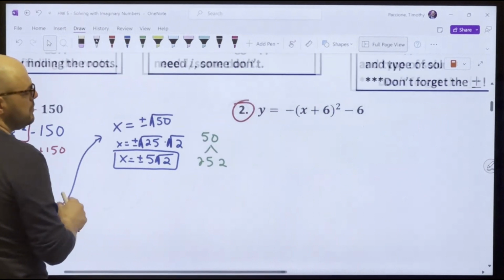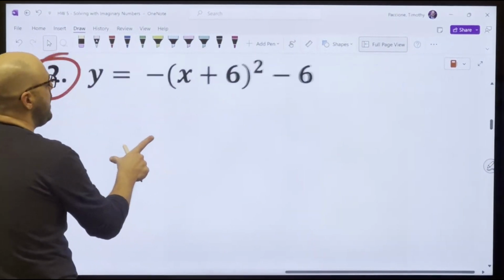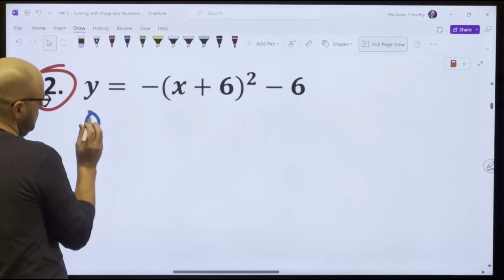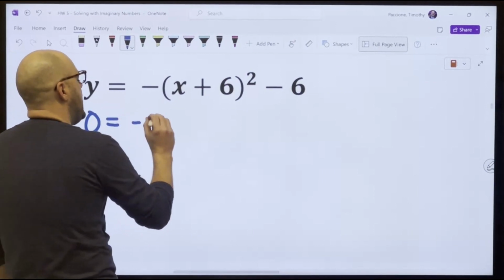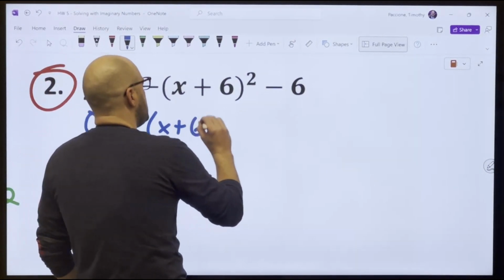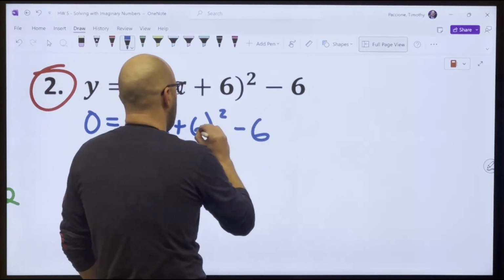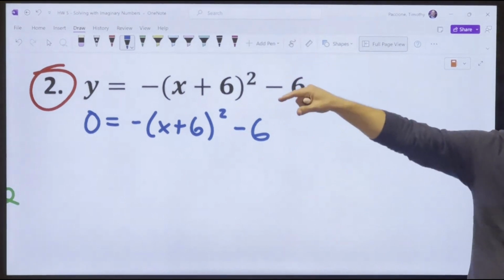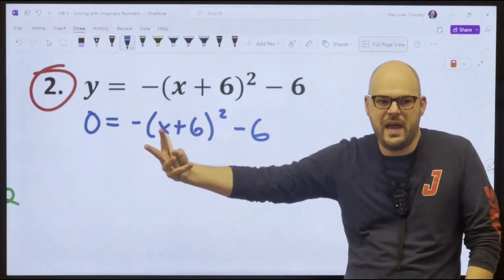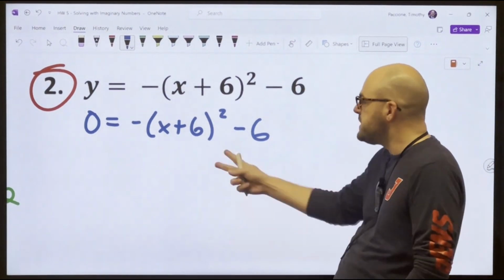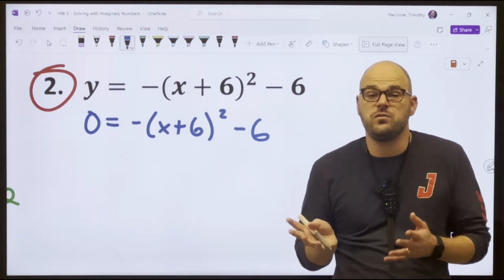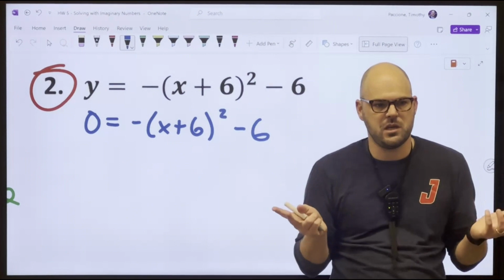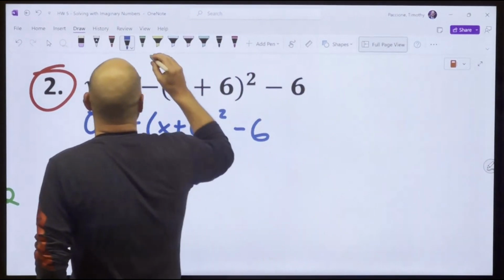All right, number 2. All right, so set it equal to 0. There we go. Negative x plus 6 squared minus 6. Okay, so I asked myself all the questions. Standard form without bx, vertex form, what do we have? Vertex form, right? So vertex form, then my brain goes, what do we do in vertex form? We square root, right? That's how we solve, right? So that's another isolating the square.